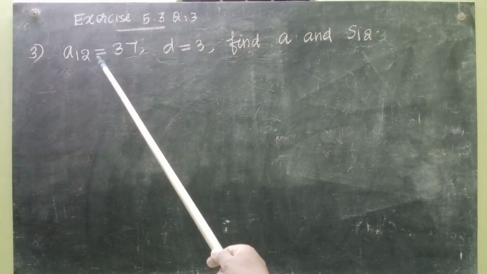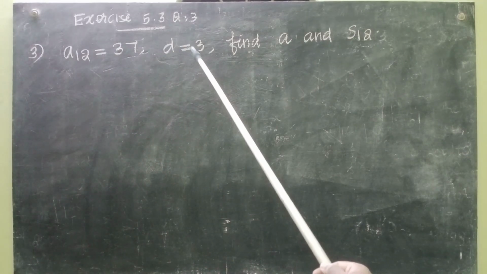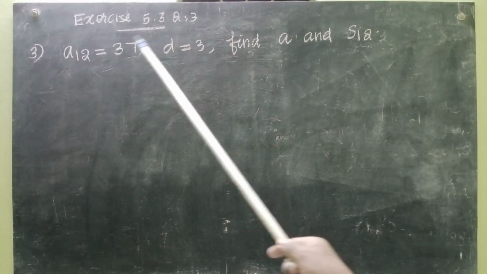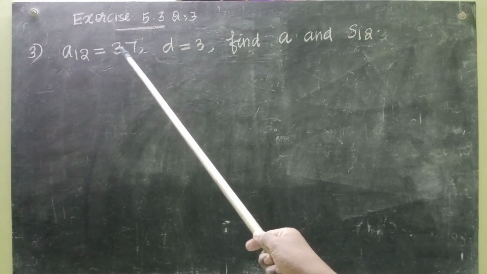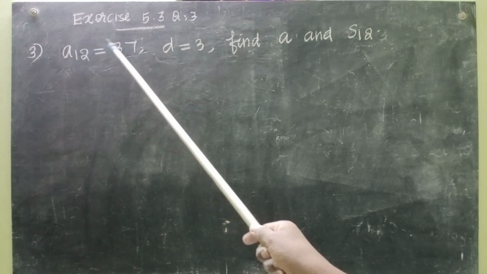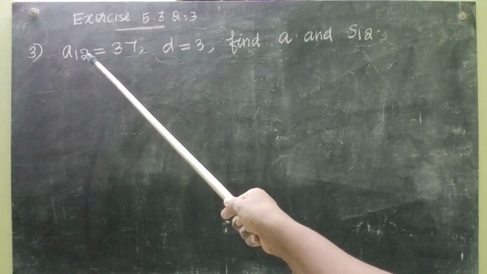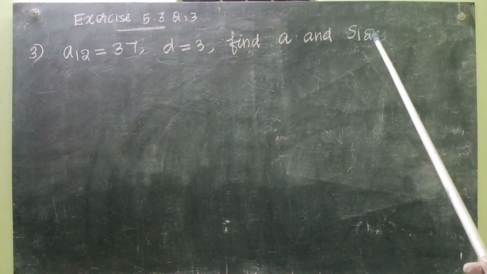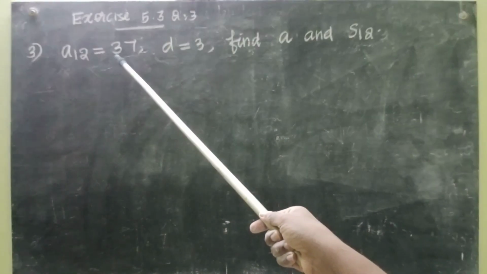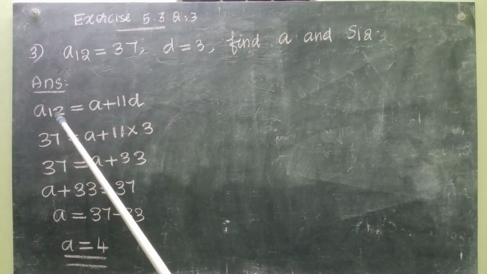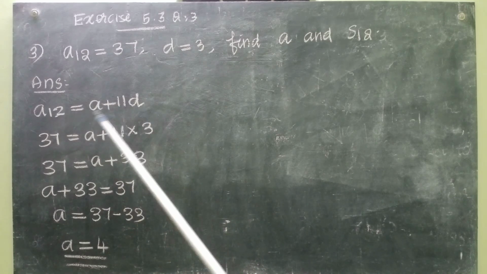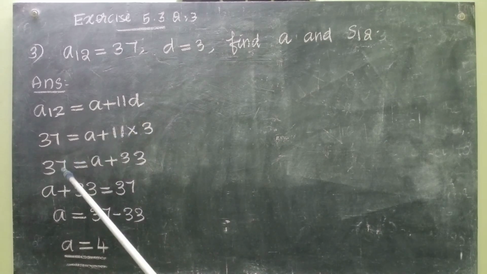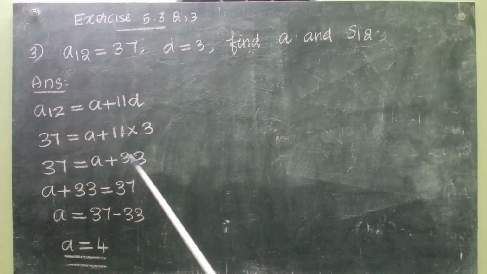Question number 3. a12 = 37, d = 3, find a and S12. Here a12 = 37, so it is given an = 37 and n = 12, d = 3. We have to find a and S12. We can start with a12. We have a12 = a + 11d. That is 37 = a + 11 × 3. That is 37 = a + 33.